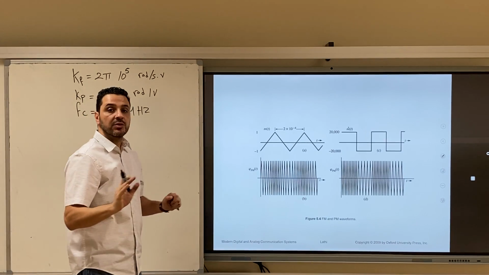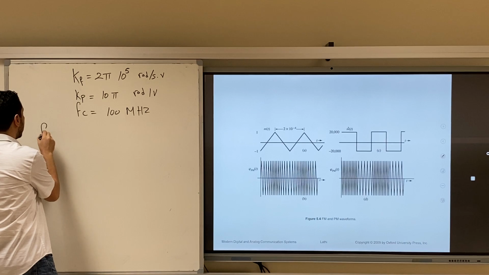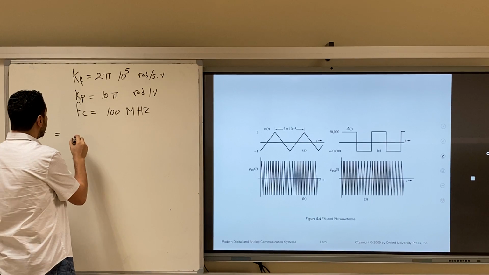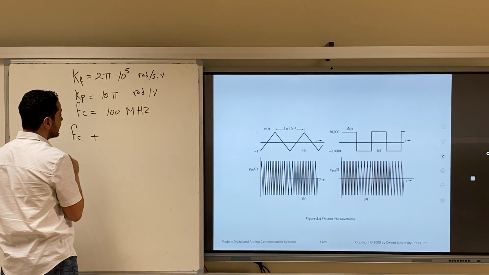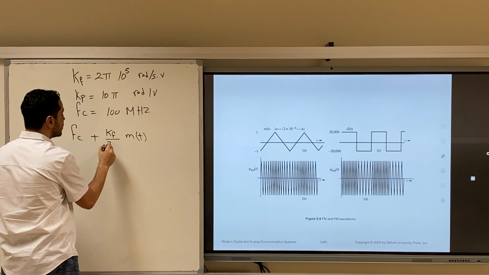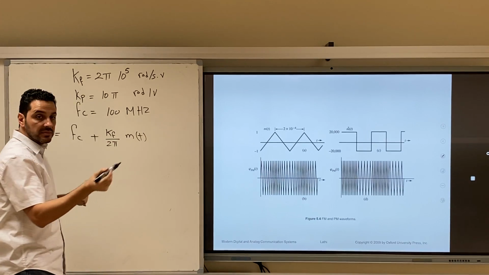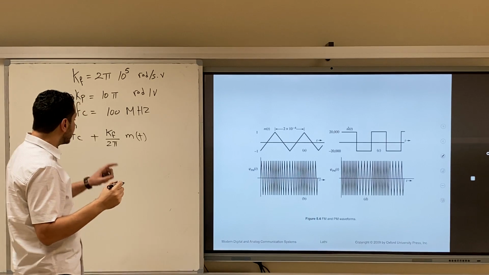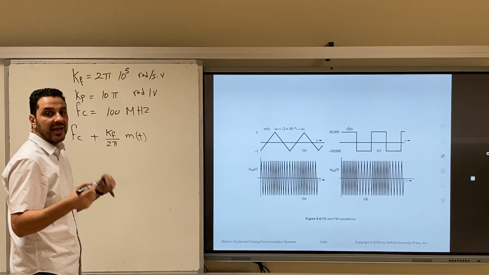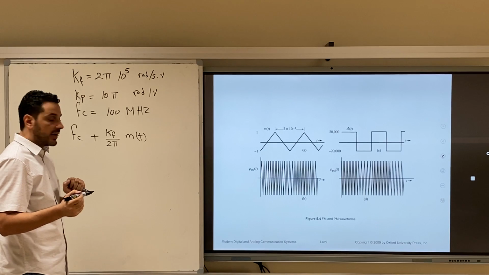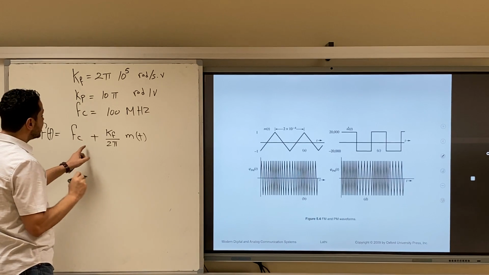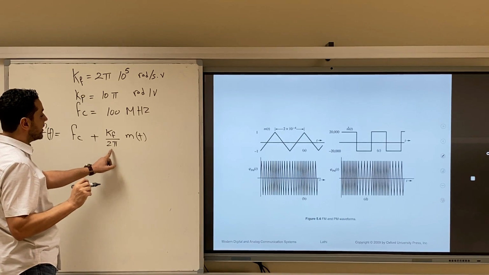Of course we know, let's start with FM. Of course we know that for FM, the carrier frequency F at any time equals Fc plus Kf m of t over 2 pi. Why do I divide over 2 pi? Because in the previous video, we studied the carrier as omega. So it was omega equals omega c plus Kf m of t. Now if we talk about F, you have to divide by 2 pi. So F at any time instant equals Fc plus Kf over 2 pi.